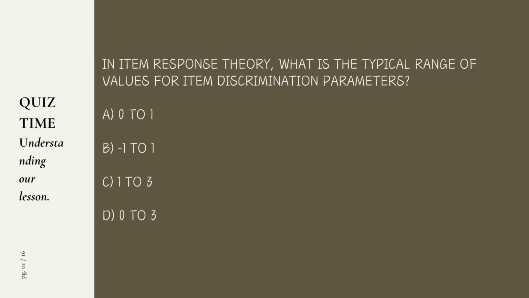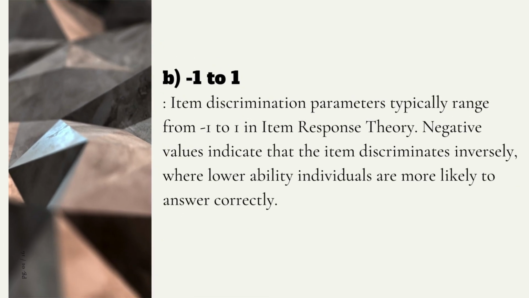In item response theory, what is the typical range of values for item discrimination parameters? A. 0 to 1, B. minus 1 to 1, C. 1 to 3, D. 0 to 3. B. Negative 1 to 1. Item discrimination parameters typically range from -1 to 1 in item response theory. Negative values indicate that the item discriminates inversely, where lower ability individuals are more likely to answer correctly.